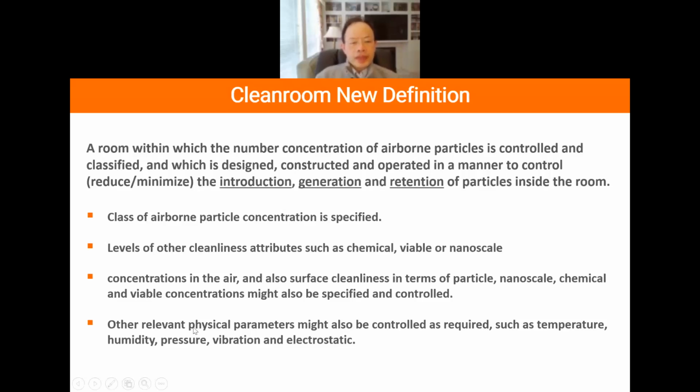And the relevant physical parameters, such as temperature, humidity, pressure, vibration, electrostatic. All these other elements or parameters need to be considered, so these need to be listed, specified, and you need to find ways to control them.